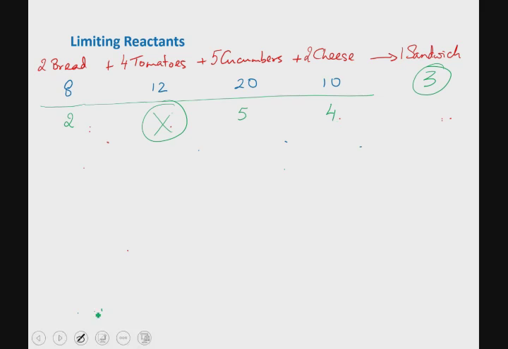Now, this reactant that is completely used up in the process before other reactants and therefore stops the reaction is called the limiting reactant. The limiting reactant controls the maximum amount of product that we can get in a reaction. In other words, in this case, the limiting reactant, tomatoes, is the one that is going to determine the maximum number of sandwiches that I can make following this recipe.